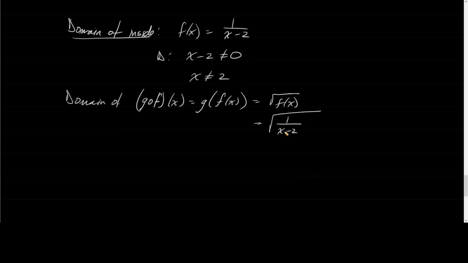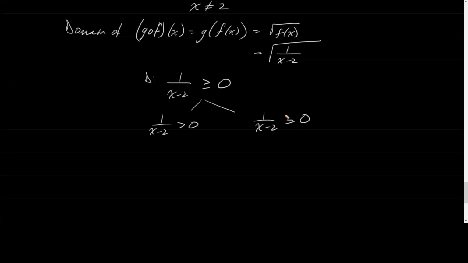In a square root function, the inside must be greater than or equal to 0. So in here, we've got a fraction greater than or equal to 0. Let me rephrase that. This splits up into two statements. 1 over x minus 2 must be greater than 0, or 1 over x minus 2 must be equal to 0, because of the or. Now this one over here, 1 over x minus 2 equals 0, is not possible because whenever we have a fraction equaling 0, the only possible way for that to happen is if the numerator itself is equal to 0, but our numerator is 1. So this is not possible. So we have to check the scenario over here.